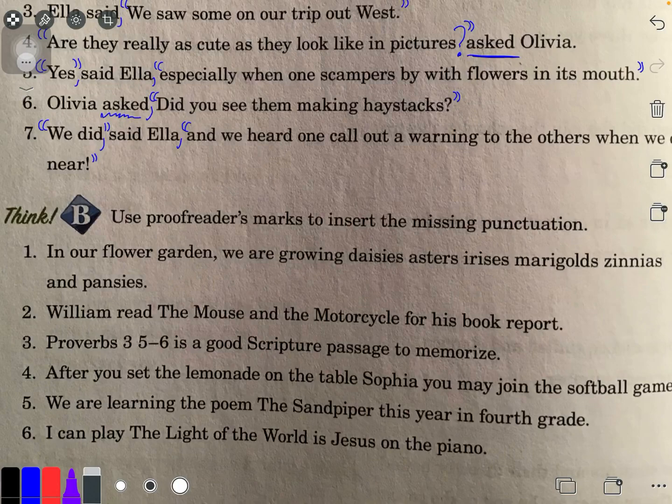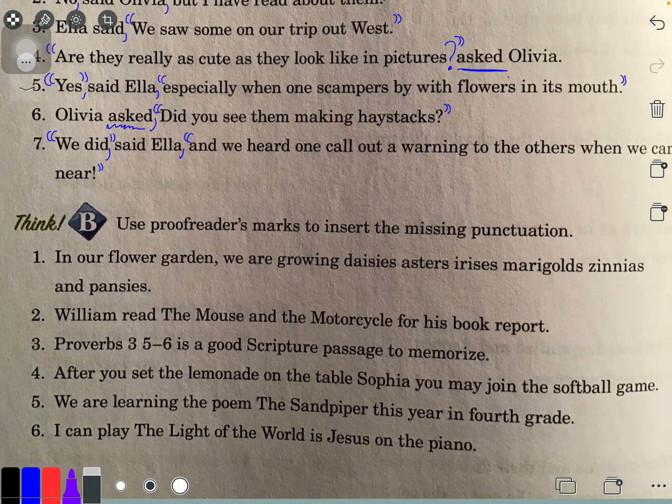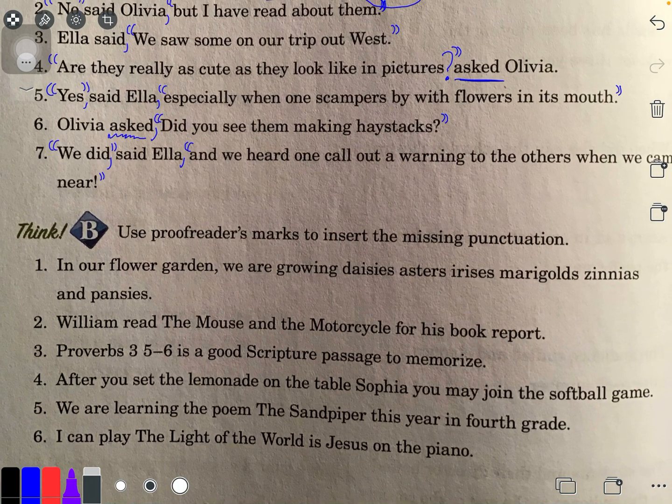In our garden, we are growing daisies, asters, irises, marigolds, zinnias, and pansies. Wow, they're growing a lot of flowers in our garden, which is cool, but they're listing it. So where should we put the periods? What do you think? I think we should start at daisies, asters, irises, marigolds, zinnias, comma, and pansies.